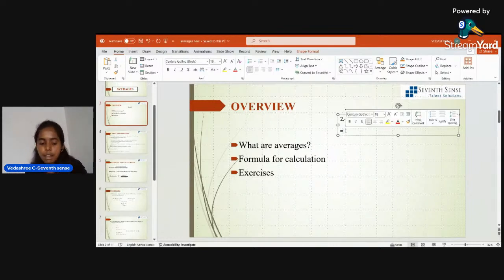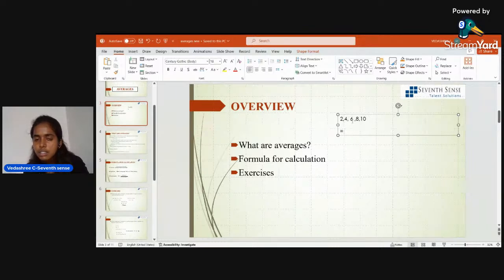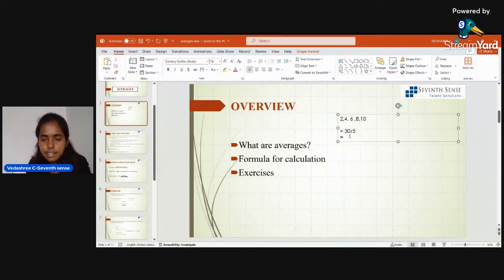So we'll prove this by using the formula. 2 plus 4 is 6, 6 plus 6 is 12, 12 plus 8 is 20, 20 plus 10 is 30. Now 30 divided by the total number of values. The total number of values is 5. So 30 divided by 5 is nothing but 6.